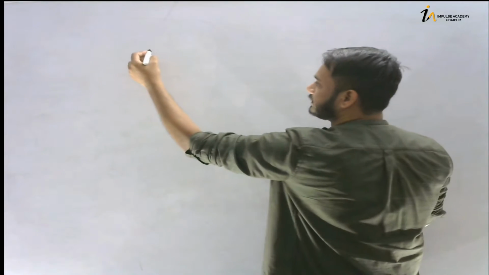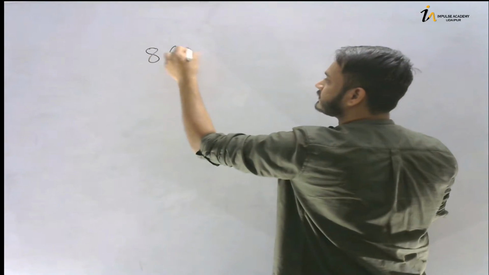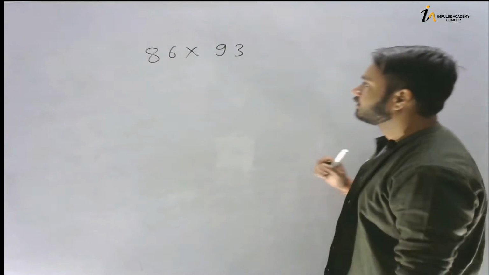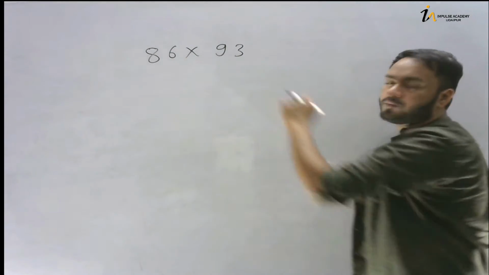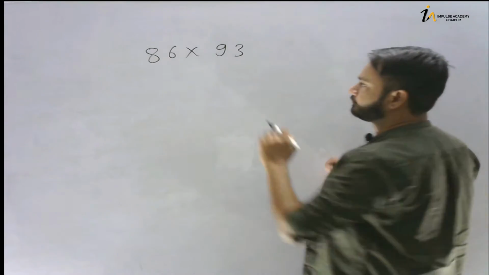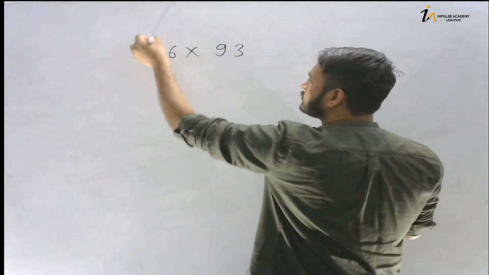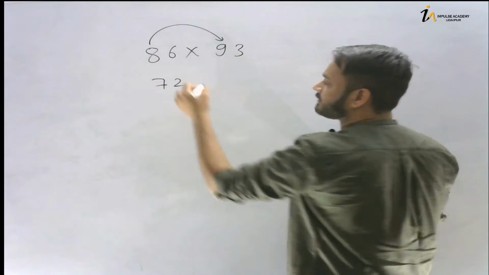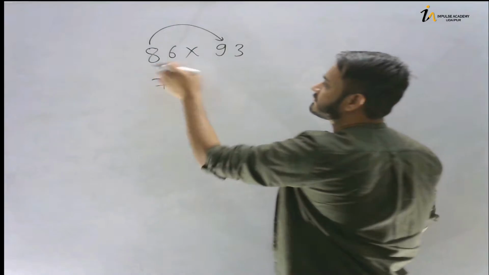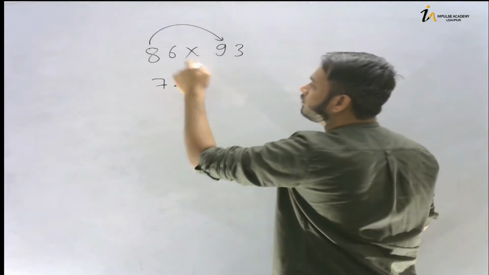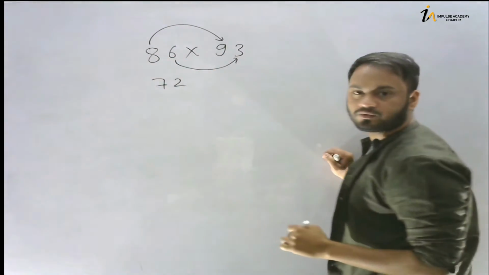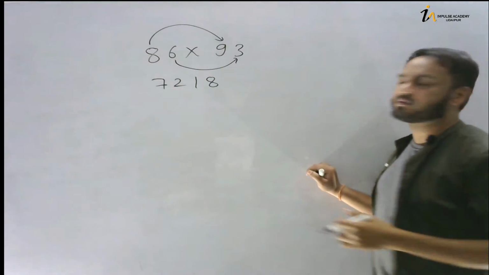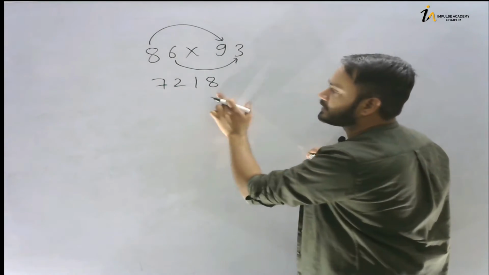Let's take 86 into 93. This is a huge number to multiply, and normal multiplication will be a more lengthy process. So what we will do is 8 into 9, 8 nines are 72, and we write that here. Now 6 threes are 18, and we write that here. So we make the 4-digit number by writing 72 and 18.